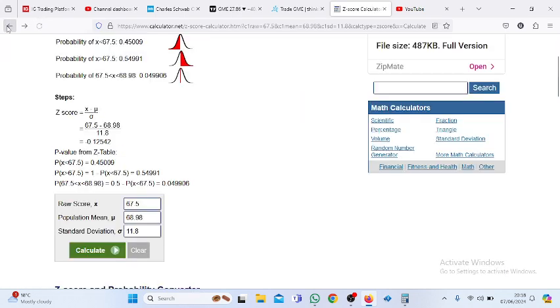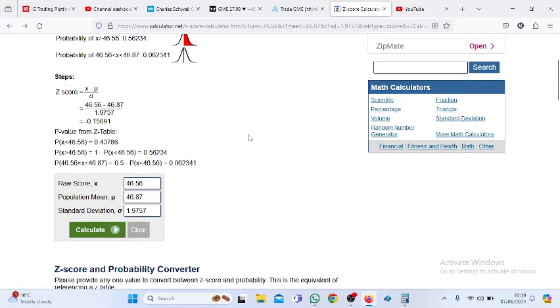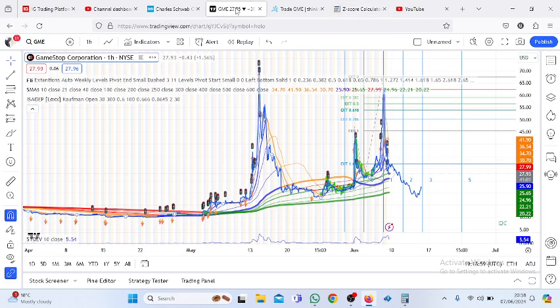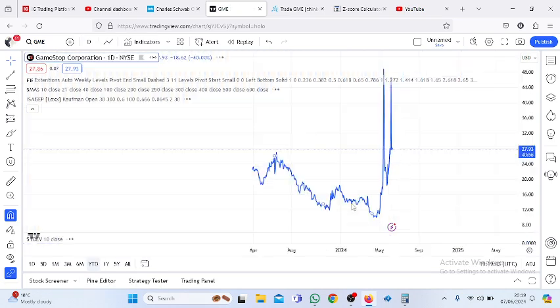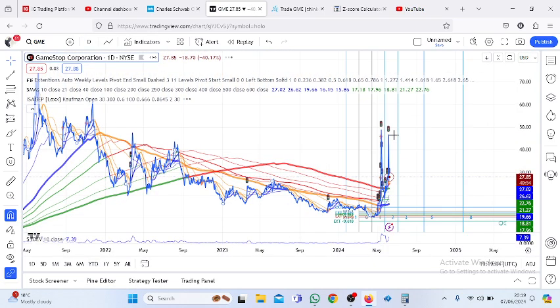So let's look at the probability we had earlier on. We had this rejection on its daily chart. So we have this rejection, two rejections. We have them here. It was rejected at 46.91.